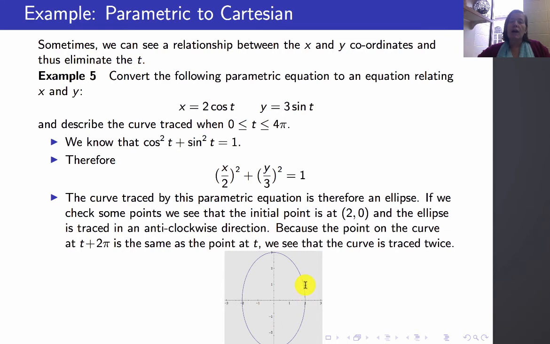And if we increase the value of t from 0 to 2 pi, we see we go around the ellipse exactly once in an anti-clockwise direction. And if we also graph the parametric equation between t equals 2 pi and t equals 4 pi, we see that we go around this ellipse a second time. So our parametric equation traces out this ellipse twice, moving in an anti-clockwise direction.